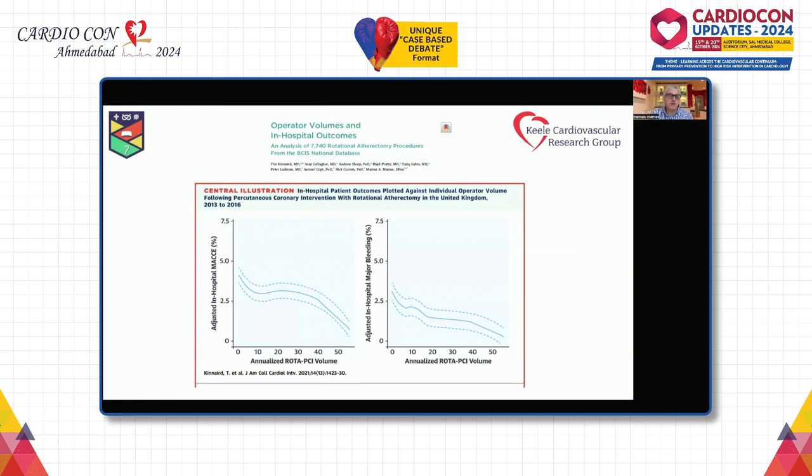This is data from my group showing very much that there is a volume-outcome relationship in the volume of cases that you do with RA, or it could easily be orbital atherectomy, and in-hospital MACE. The less you do, the worse your outcomes are in terms of MACE. And we know that there are no such outcome relationships with lithotripsy. It's literally you place a balloon where the calcium is, you press a button, hey presto, you've delivered your treatment.